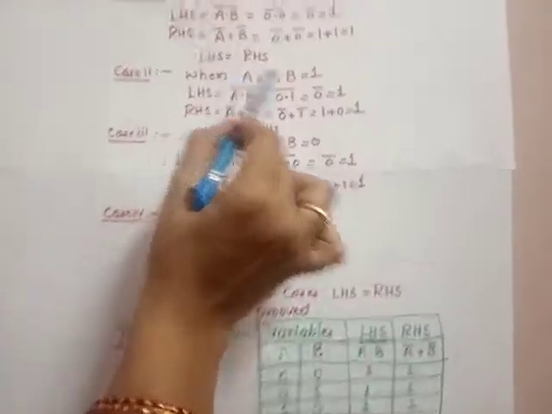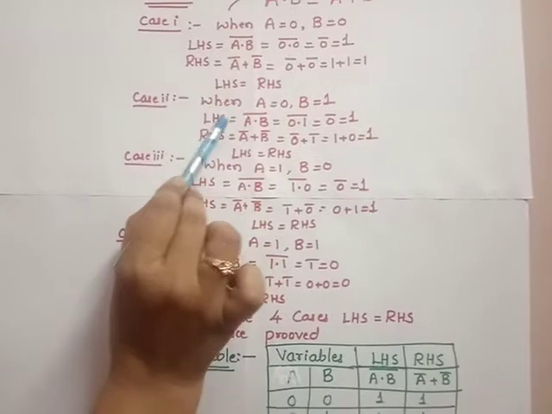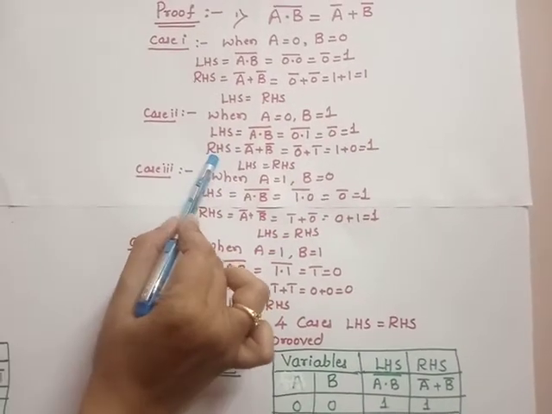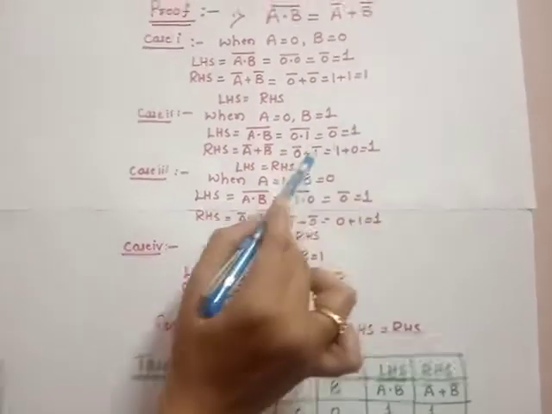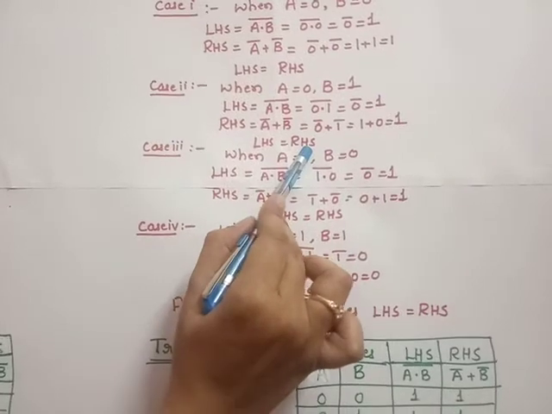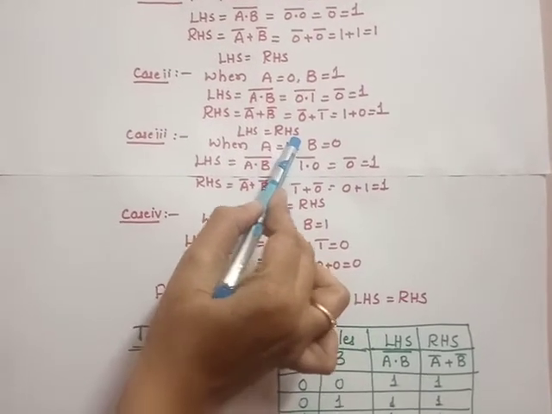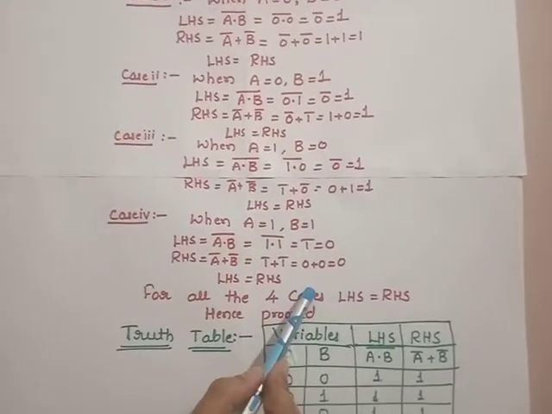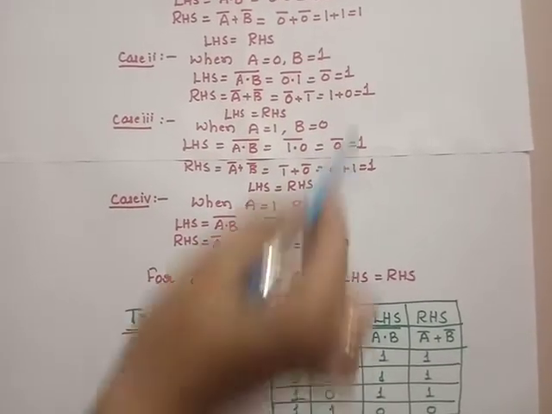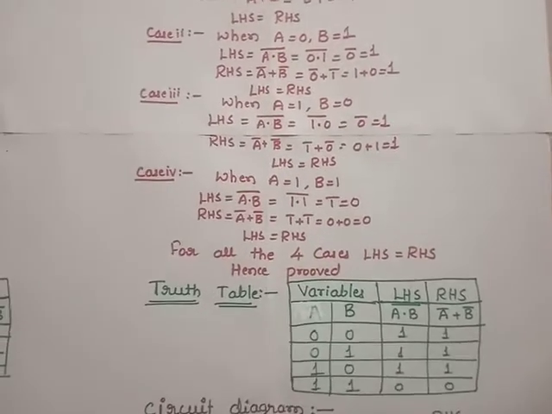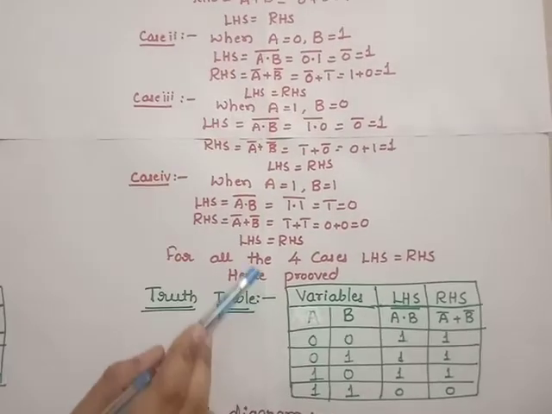Second case, when a is 0 and b is 1, if we substitute the value in LHS, we get 1. In RHS, if we substitute a as 0 and b as 1, then that also becomes equal to 1. Hence, in case 2 also, we have LHS is equal to RHS. Similarly, in case 3 and case 4, we have LHS is equal to RHS. Therefore, for all the 4 cases here also we get LHS is equal to RHS. Hence, the second statement is also proved.